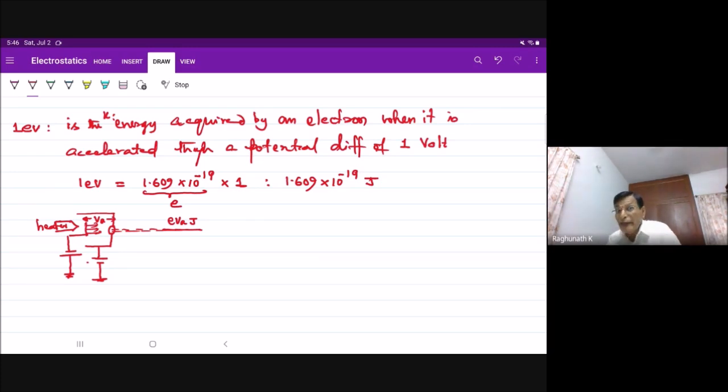If you want to increase the intensity of the picture produced on the faceplate, we need to increase the kinetic energy. That's what you do. Intensity is increased by increasing the potential difference. This is the intensity knob. Each electron will come out with kinetic energy of eVA joules.